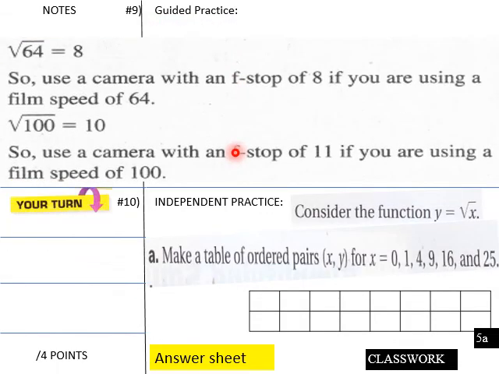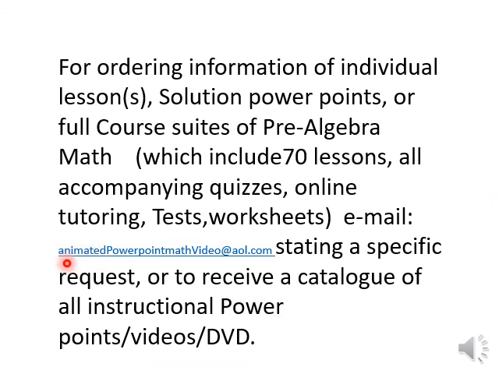To solve that, the square root of 64 equals 8. So use a camera with an f-stop of 8 if you are using a film speed of 64. And for 100, the square root of 100 will be 10. So use a camera with an f-stop of 11 if you're using a film speed of 100. So that would be a tool of finding square roots to determine which f-stop to use with a specific film speed. That's our lesson for today.